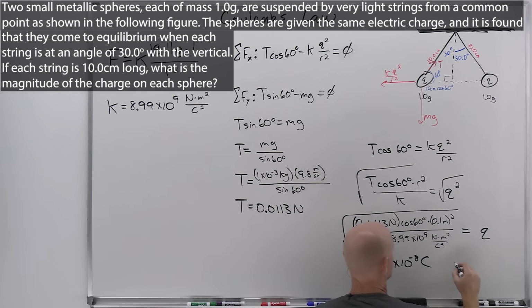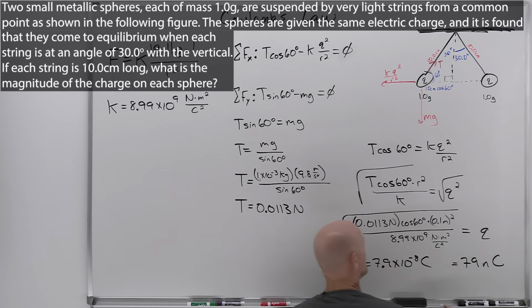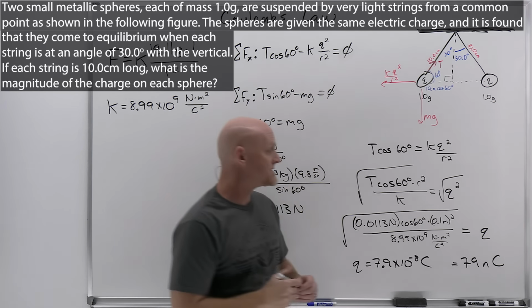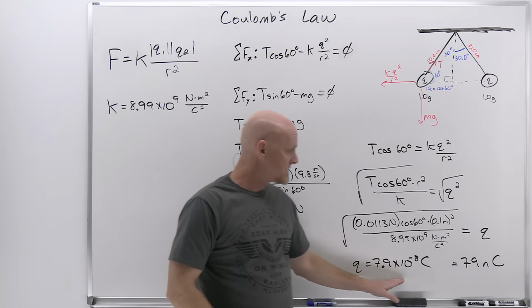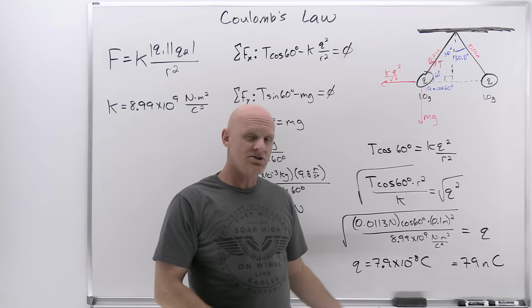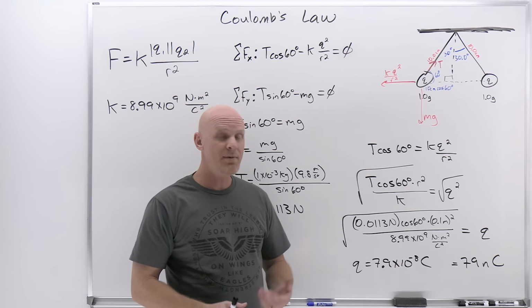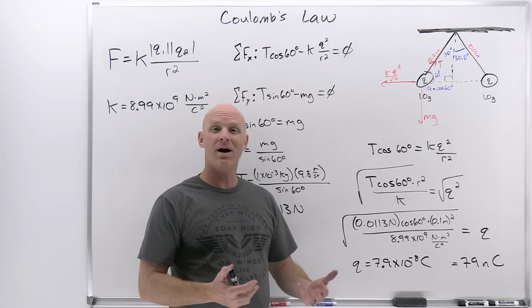You could also look at this as being equal to 79 nanocoulombs, or 79 times 10 to the minus 9 coulombs. If you're taking a multiple choice test, you might see it represented either way. The only point I bring that up is it's not uncommon to see charges expressed either in microcoulombs or nanocoulombs or picocoulombs, whichever happens to be nearby and most convenient.